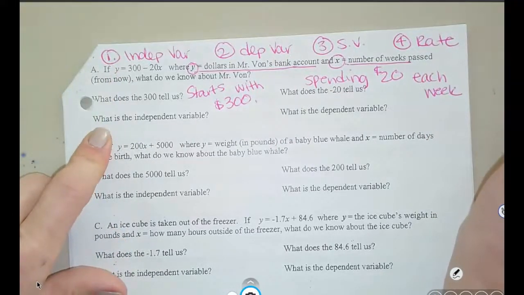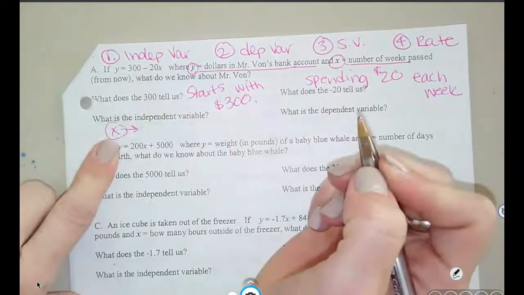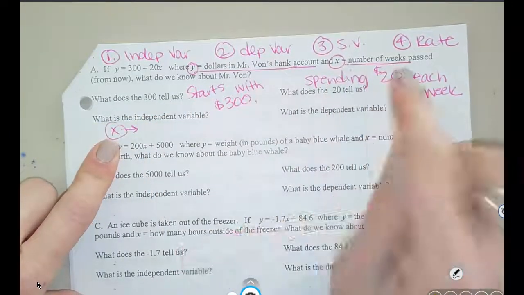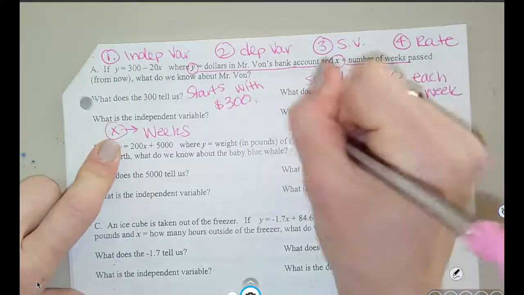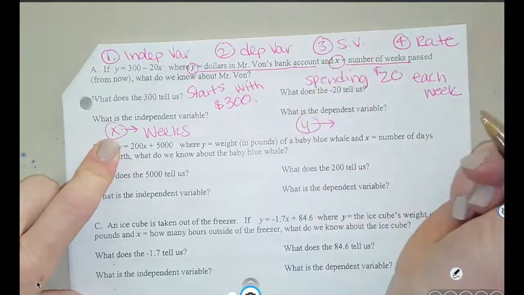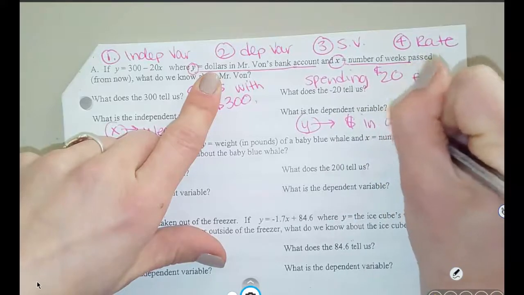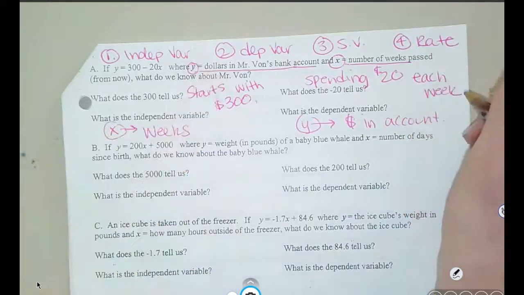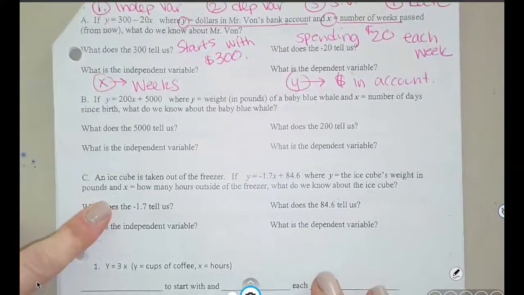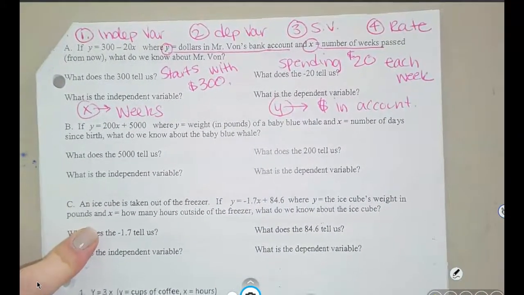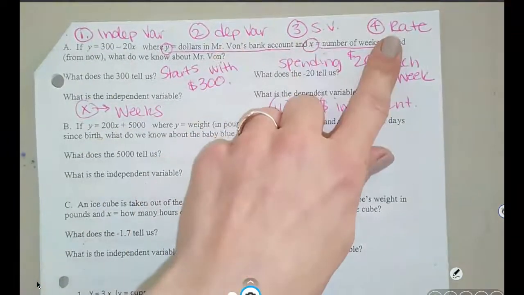Okay. What is the independent variable? Well, we know the independent variable would be x. Okay, so x here is the number of weeks, and the dependent variable is y, and y in this case is how much money he has in his account. Okay, so B and C here are just like that, looking at the equation and then figuring out the 4 pieces, the independent variable, the dependent variable, the starting value, and the rate.